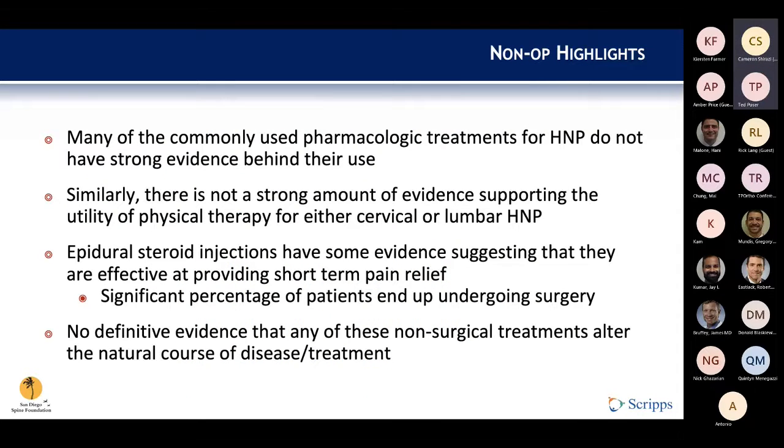So in terms of highlights for non-operative treatment, many of the commonly used pharmacological treatments for HNP do not have strong evidence behind their use. There is not a strong amount of evidence supporting the utility of physical therapy for either of these pathologies. A significant percentage of patients who get epidural steroid injections still undergo surgery, but it does help with acute pain. And there is no definitive evidence that any of these non-surgical treatments alter the natural course of the disease or treatment.